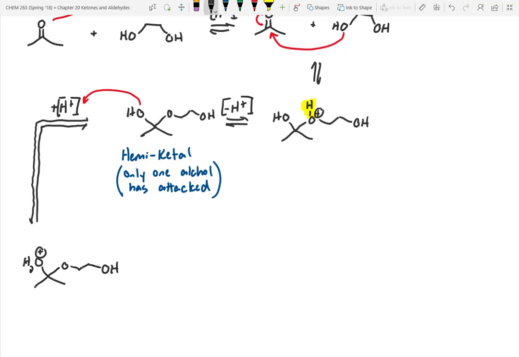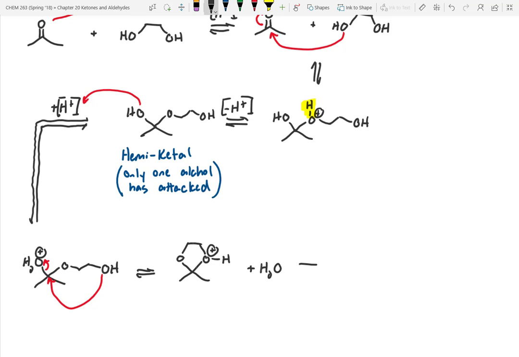All right, and just like before, you can kick that off, and the other alcohol present in solution is right here. So we'll have that attack and kick off that oxygen. This is a little tricky to draw, but what we're doing is we're forming a ring system. It looks like this, plus water.